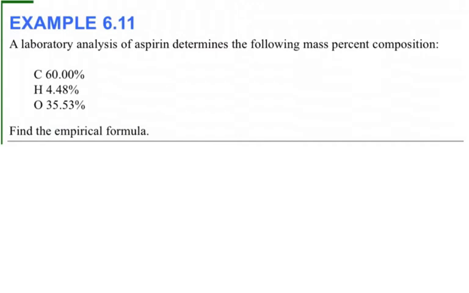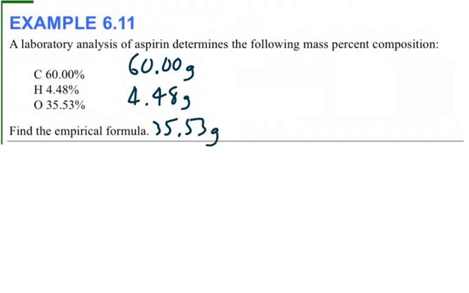This time, I'm going to give you the data in percentages. Now, I don't know if you were paying attention earlier, but if the data is in percentages, assume that this is a 100-gram sample. You see, that data will add basically to 100%. So instead of saying you got 60% carbon, you're going to say you have 60 grams of carbon. The same thing with hydrogen. You got 4.48 grams of hydrogen, and then you got 35.53 grams of oxygen. So change them all to grams.